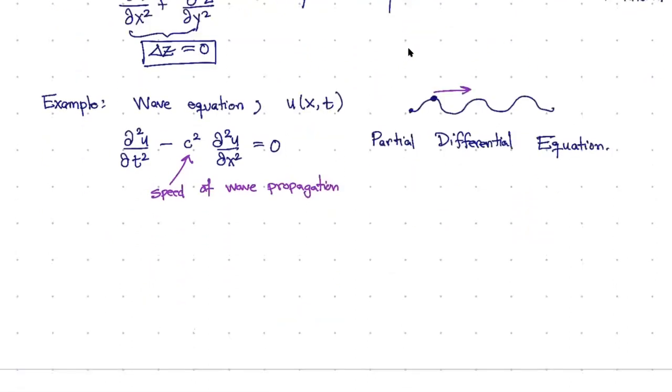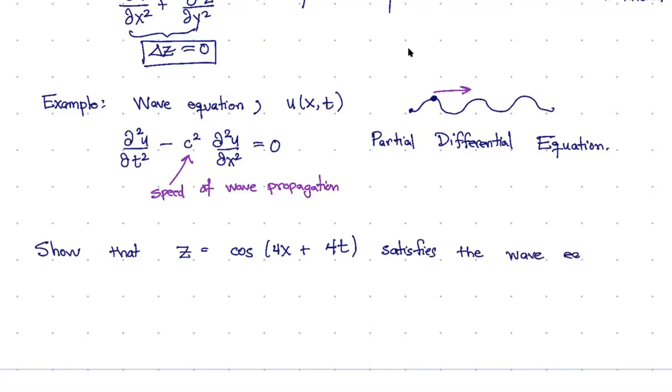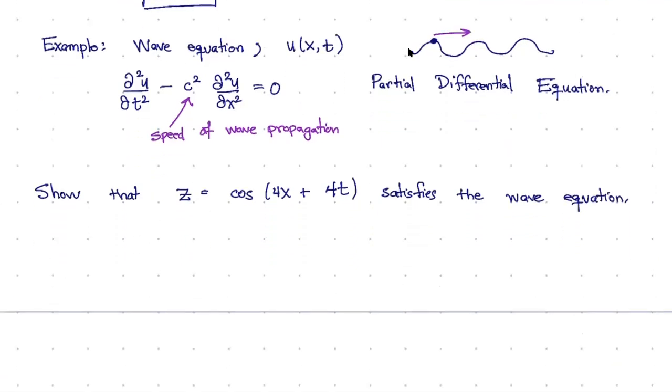So for example, show that z equals cosine of 4x plus 4t satisfies the wave equation. In this case, I'm using z as the variable and not u. So this is z, which is a function of x and t.